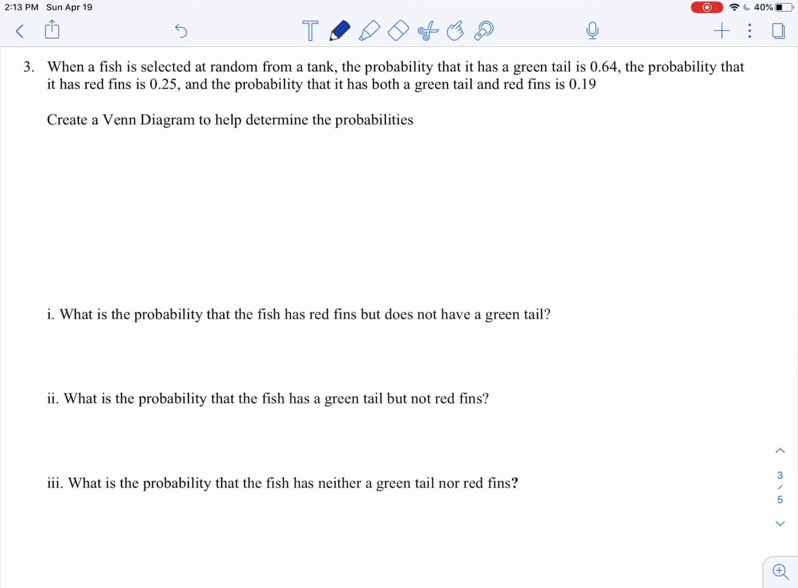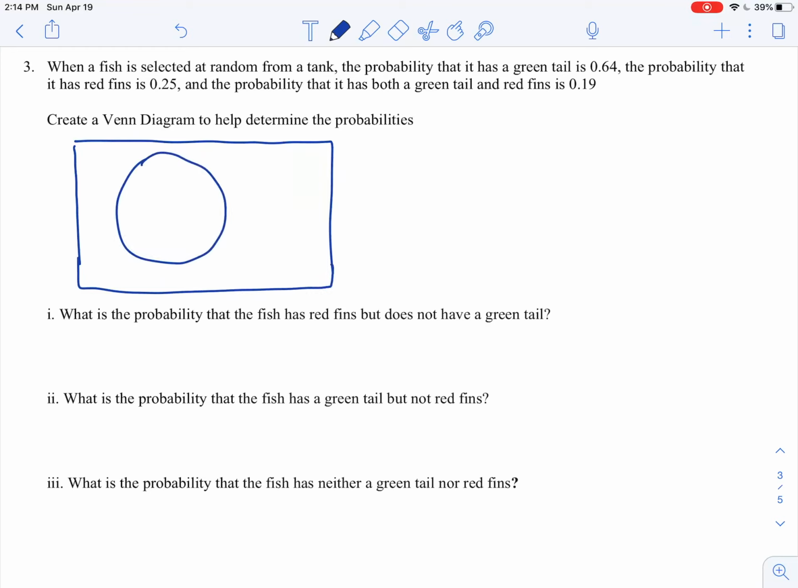Okay, let's do another example where we set up a Venn diagram and then answer some questions. It says when a fish is selected at random from a tank, the probability that it has a green tail is 0.64, the probability that it has red fins is 0.25, and the probability that it has both a green tail and red fins is 0.19. Okay, so as I mentioned before, very many of these situations are going to look like the way you set up your Venn diagram in the last problem, where it's two circles that are overlapping with each other. Again, you can tell there's going to be overlap because there are fish that have both green tails and red fins at the same time. Okay, they are not disjoint.